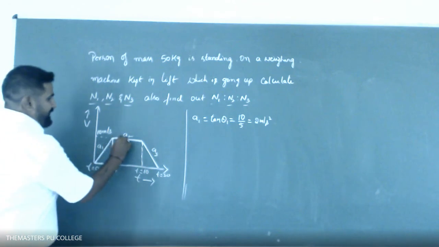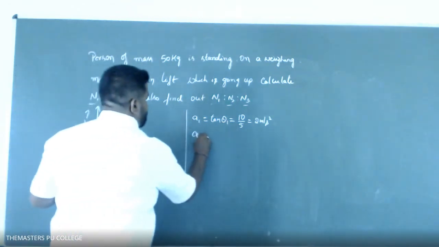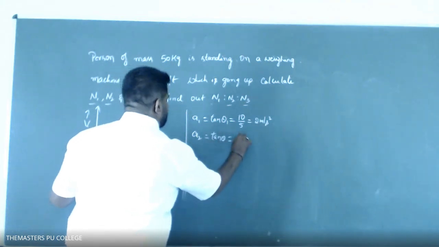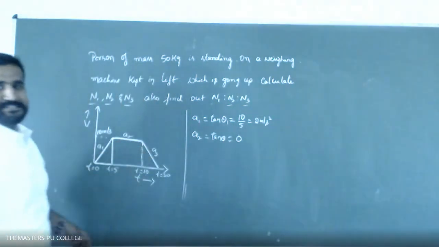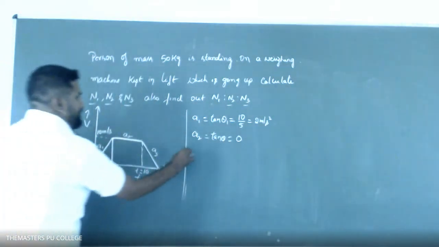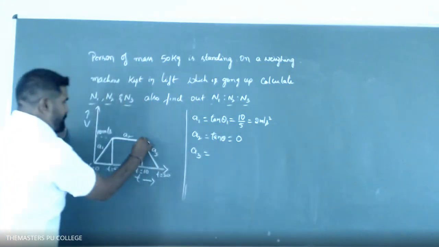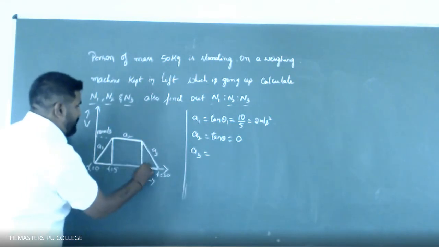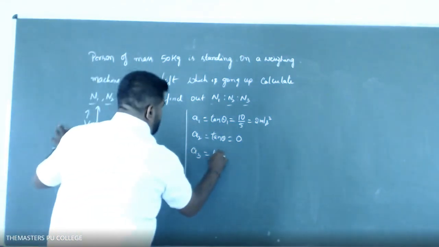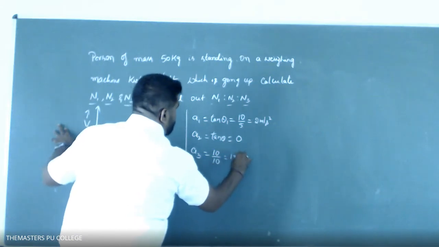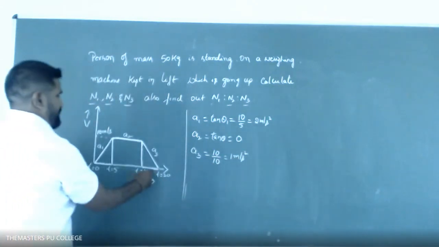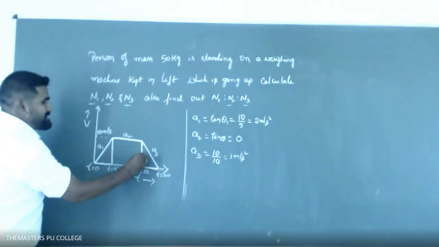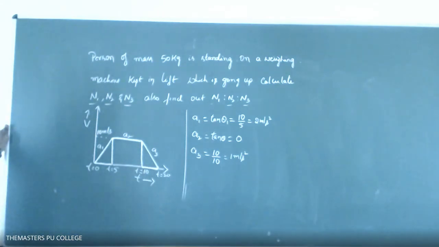Done. So here A2 is equal to tan theta, where theta is 0. Therefore, A2 is equal to 0. A3 is perpendicular divided by base. I told you, don't take the signs. Perpendicular is 10 and base is 10. Therefore, A3 is equal to 1 meter per second square. Correct? I found the values of A1, A2, A3.